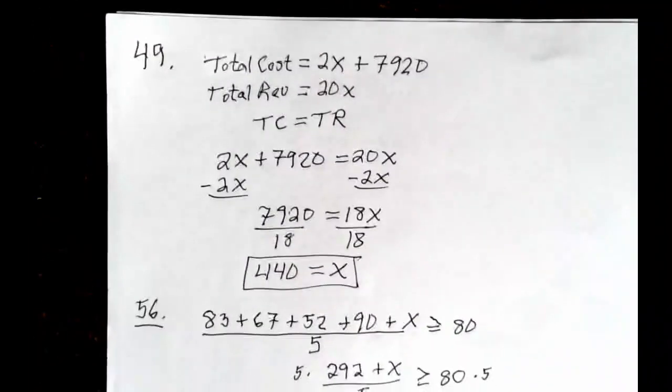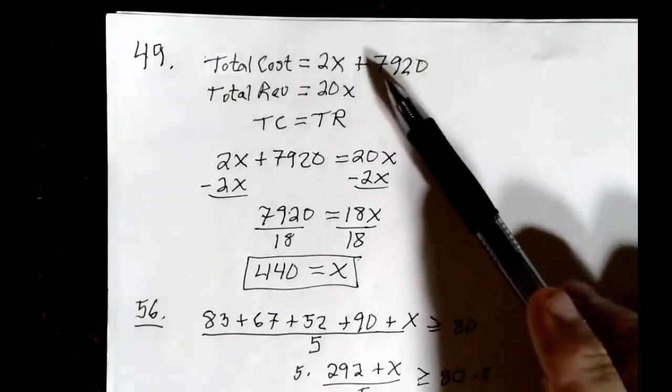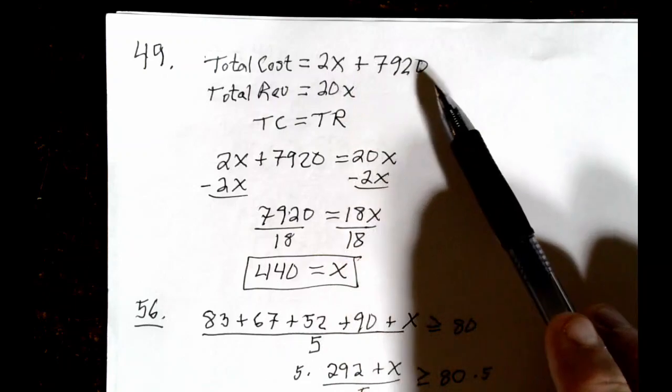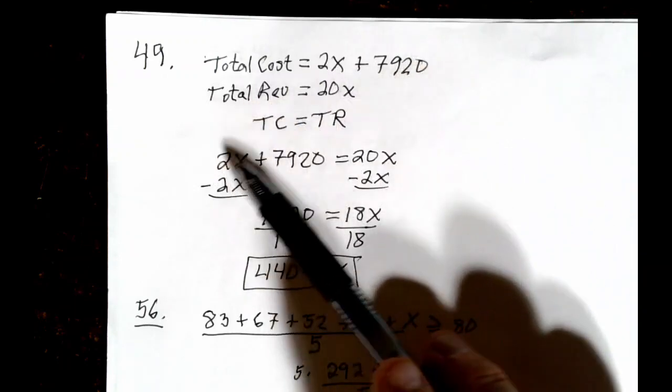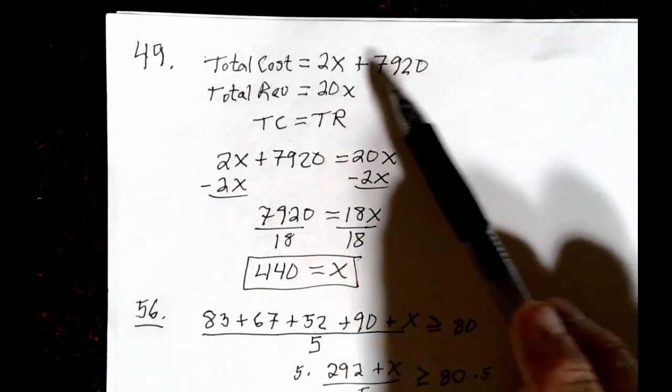Now 49. It's a word problem. They give you the total cost in a formula. The total cost equals 2x plus 79.20. Total revenue equals 20x. By the way, these three numbers mean something.